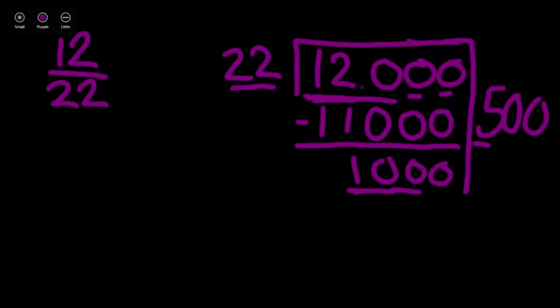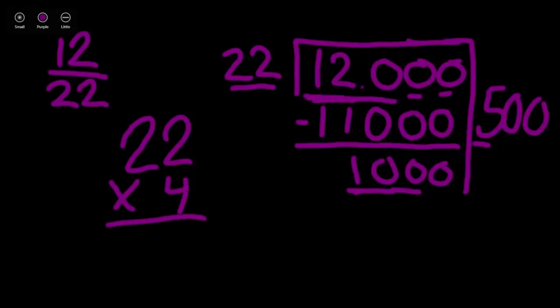Yes. Let's stop there. What times 22 will get us close to 100 but not over? Well, we know 25 times 4, like we said, is 100. So we know that 22 times 4 won't be over 100, but it'll give us a close product. Let's do our multiplication again.